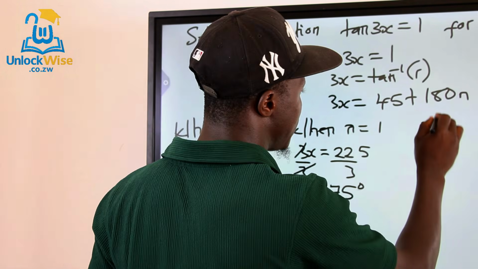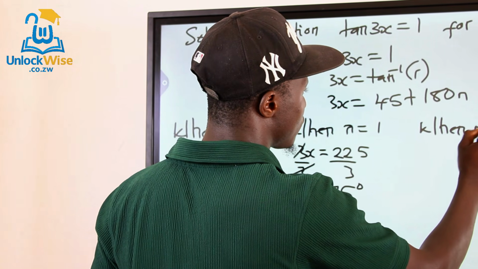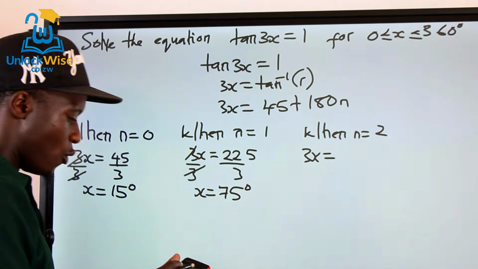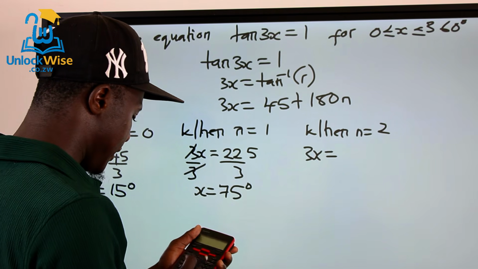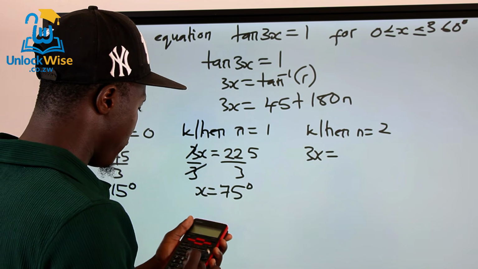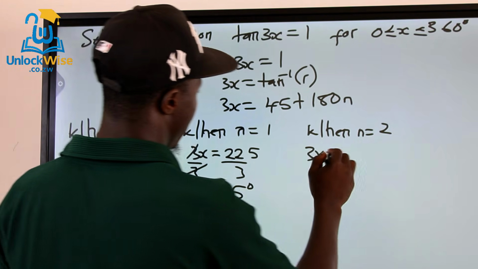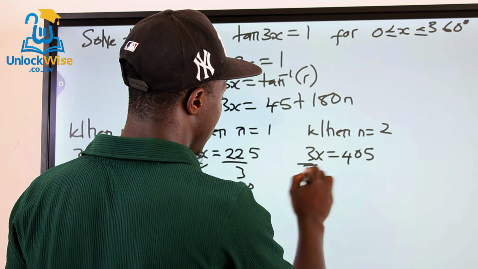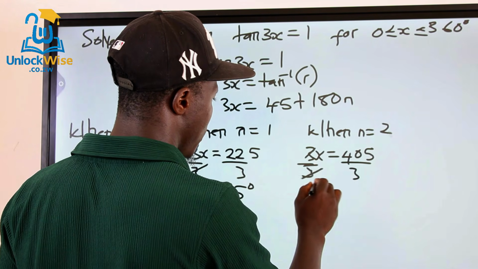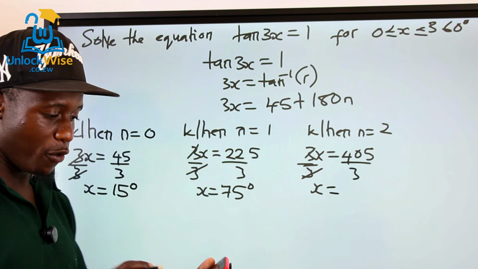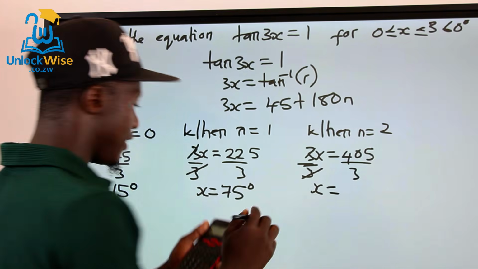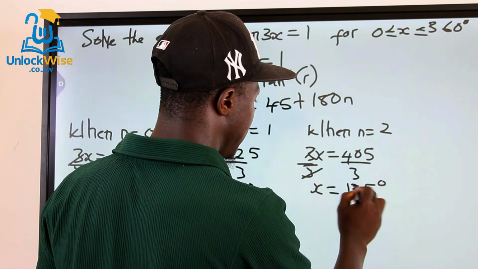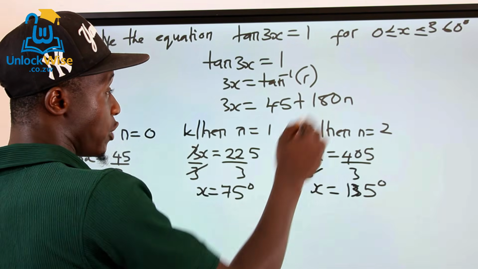We move on. When n is equal to 2, 3x is equal to 180 times 2. That's 360, 360 plus 45. We get 405. So 3x is equal to 405. We divide by 3, then we are left with x is equal to 405 divided by 3. We get 135 degrees. Wow, this is very interesting. Now we have a lot of values that we're going to deal with.